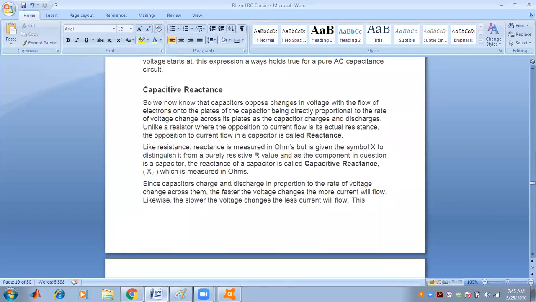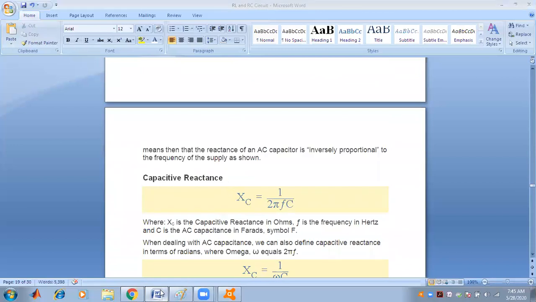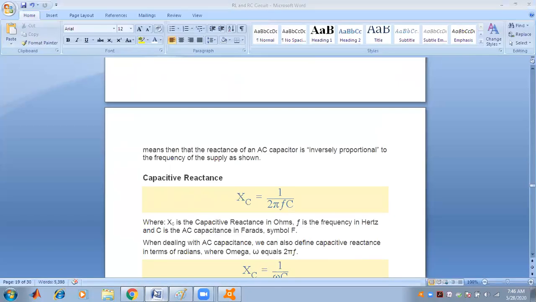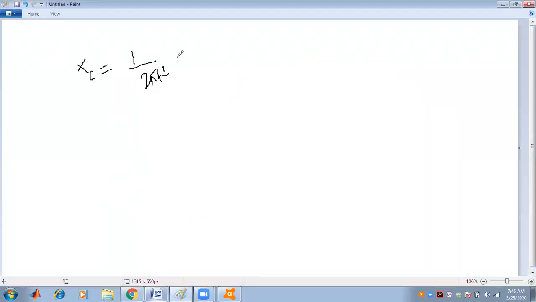So what is the capacitive reactance? We first concentrate on the capacitive reactance. The capacitive reactance XC is generally known as 1 by 2 pi F into C, or in other words, 1 by omega C. If I draw that particular graph against frequency, this is called the capacitive reactance X.